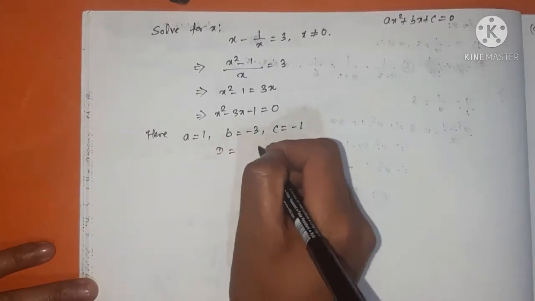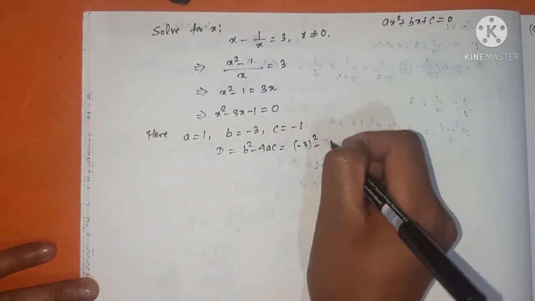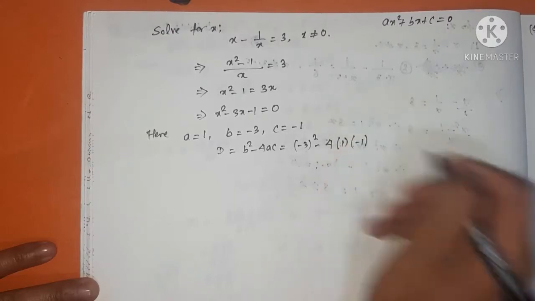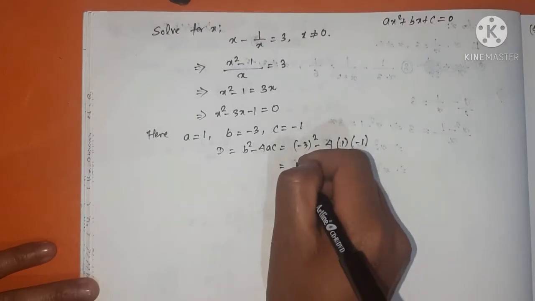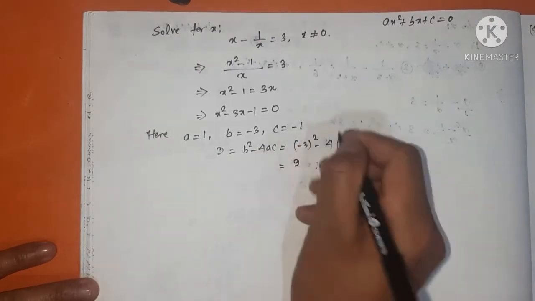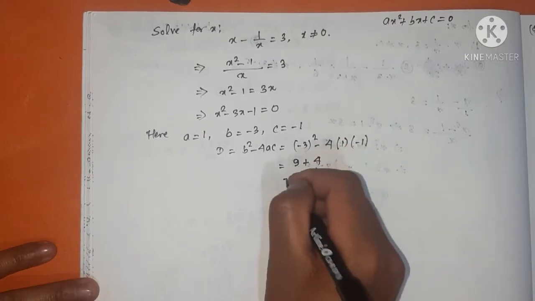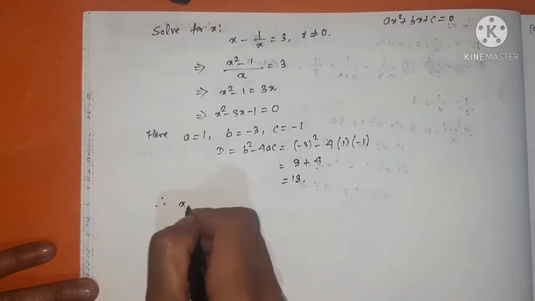D is b square minus 4ac, that is minus 3 square minus 4 into a is 1 and c is minus 1, isn't it? Now this is equal to 3 square, this is 9, minus minus becomes plus, 4 into 1 is 4, that is 13. So D is 13.